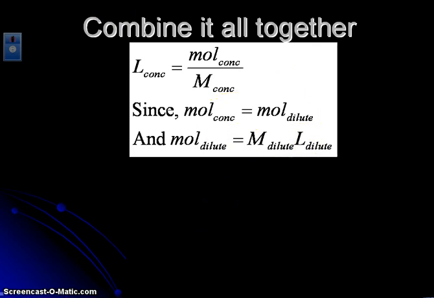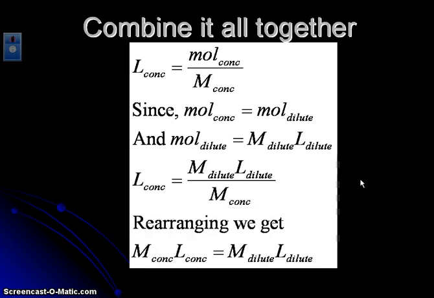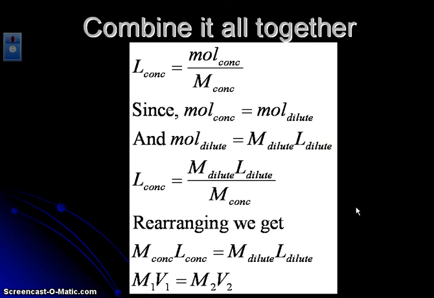When we do that, we get our liters of concentrated solution equal to the molarity of dilute times liters of dilute divided by the molarity of the concentrated solution. And we can quickly rearrange that to make it look a little neater. That gives us the molarity of the concentrated solution times liters of concentrated solution equal to molarity of dilute times liters of dilute. Or more simply, M1V1 equals M2V2.